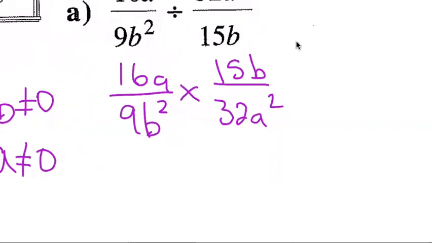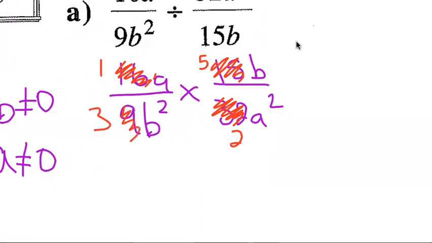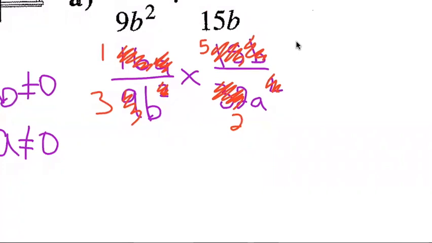Now I can try and do some reducing. Top to bottom, 16 and 9 doesn't work, but crisscross, 16 and 32. This 32 will change to 2. This 16 will change to a 1, dividing by 16. Both 9 and 15 divide by 3, so this will be 5 and this will be 3. This a will cancel out with one of these a's, so this is now just a. This b will cancel out with one of these b's, so it's now just b. So we end up with, it looks like 5 over 2 times 3 is 6, ab.